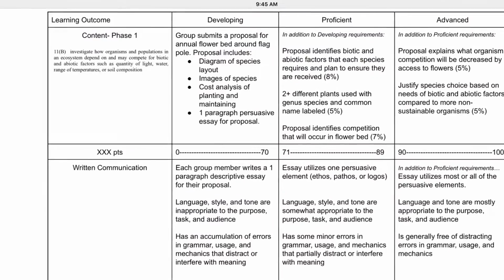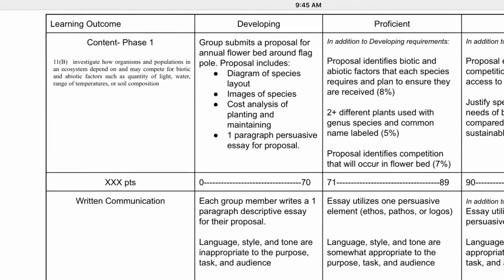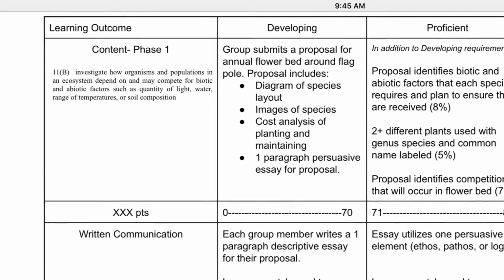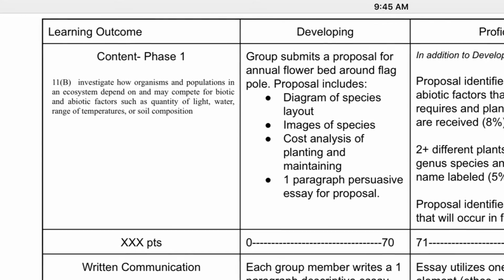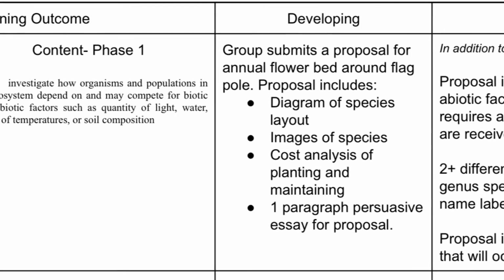This first phase, we're going to be looking at factors that different organisms will compete for, such as light, water, temperature, and soil, and also how different organisms depend on these factors for survival. All right, so let's take a look at this developing column.